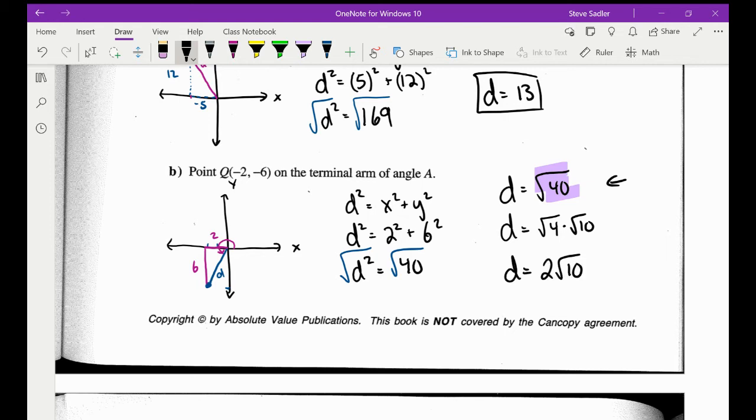It's better to give it in radical form, because if you were to type this in your calculator, you would get some long irrational number, a decimal that never ends. So if you give me a decimal answer, that's a rounded answer. It's not exact. Whereas 2 root 10, this is an exact answer. And if you can give an exact answer, you might as well.